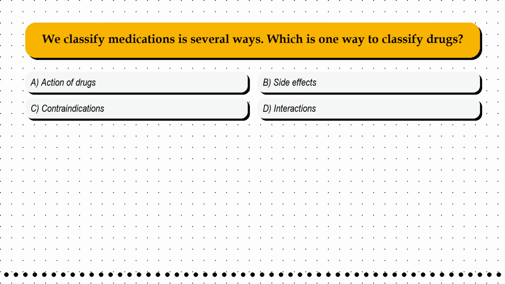Question 366. We classify medications in several ways. Which is one way to classify drugs? Option A, action of drugs. Option B, side effects. Option C, contraindications. Option D, interactions.